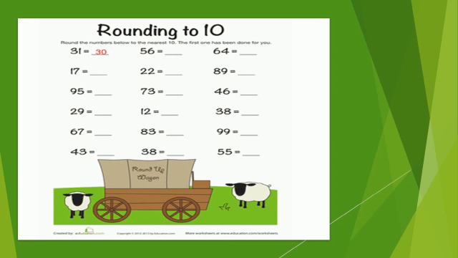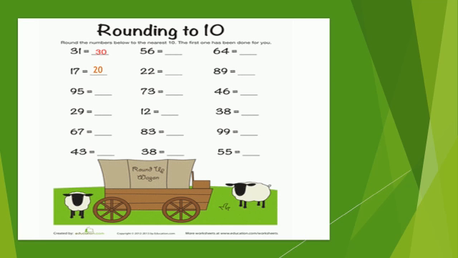In the second one, 17. Here the number line used is 10 to 20. What is the midpoint of 10 to 20? That is 15. If the number is less than 15, it becomes 10. But if the number is more than 15, which side does it go to? The 20 side. That's why 17 becomes 20.